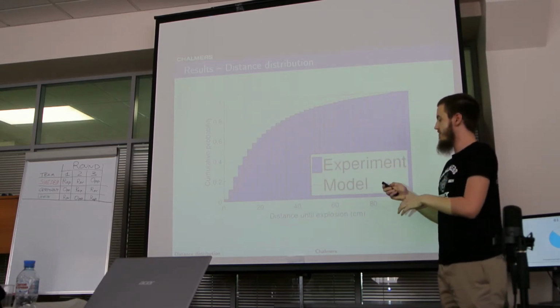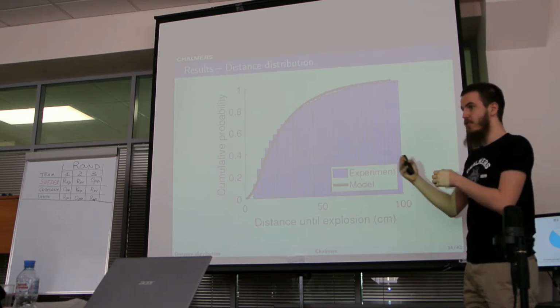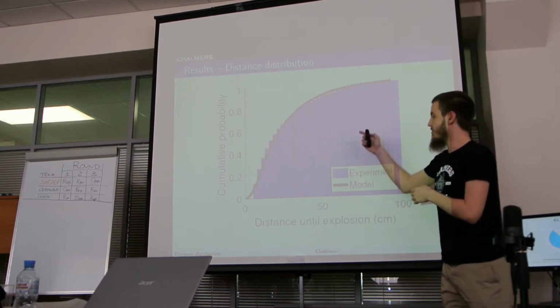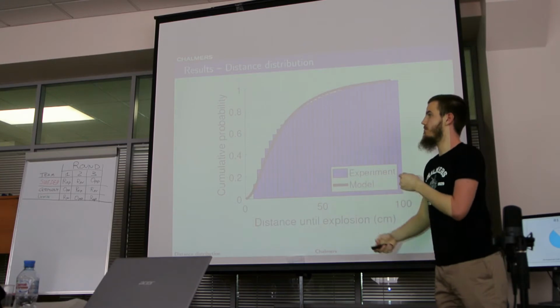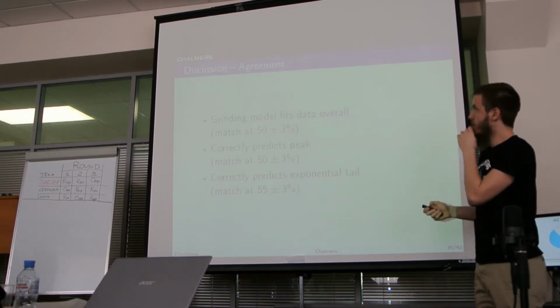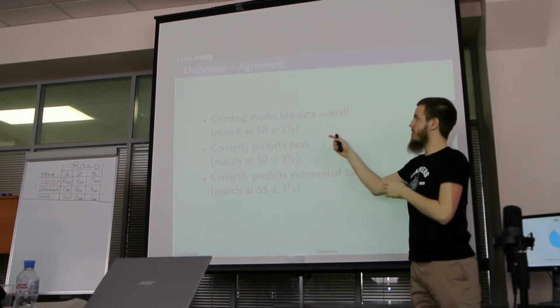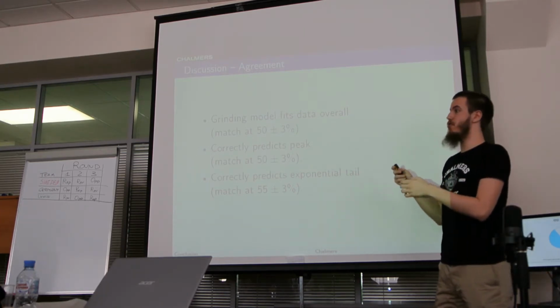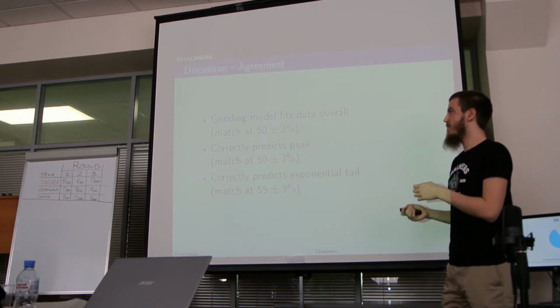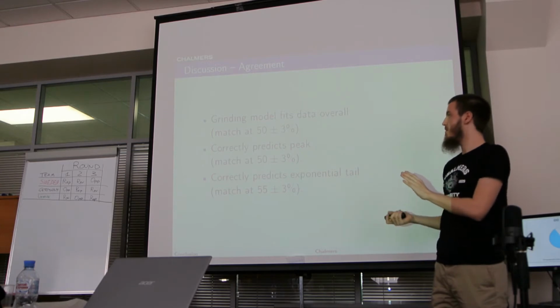So if you adjust this sideways, add another coefficient, another fitting parameter, then we get a much better fit, and we see that the experimental data agrees with the model. Now, I have to cut something out here, but we saw that the grinding model fits the cumulative distribution overall.